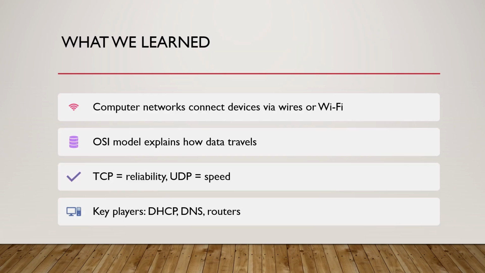So, to wrap it up, computer networks are like groups of friends chatting. Devices connect through cables or Wi-Fi. The OSI model helps explain how data moves through networks. We covered TCP, the reliable one, and UDP, the fast one, and looked at key players like DHCP, DNS, and routers that keep everything working smoothly.